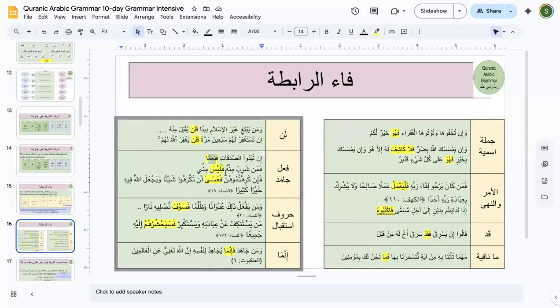Faman shariba minhu, so whoever drinks from it, falaysa minni. Laysa, again fail jamid, and it is coming in your jawabu shart. So jawabu shart now has to be connected to shart through fa'u rabita. فَإِن كَرِهْتُمُوهُنَّ فَعَسَىٰ أَن تَكْرَهُوا شَيْئًا وَيَجْعَلَ اللَّهُ فِيهِ خَيْرًا كَثِيرًا. Then if you dislike them, then perhaps you dislike something, and Allah will make in it a lot of khair, a lot of blessing. So again, asa is your fail jamid, and it is beginning your jawabu shart, and you require fa'u rabita at the beginning of the sentence.